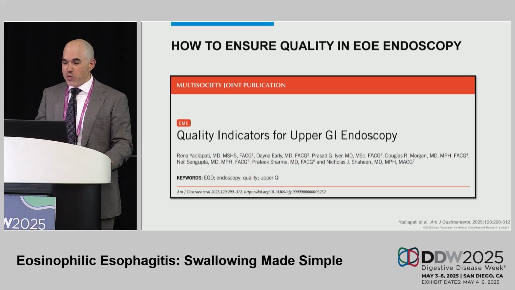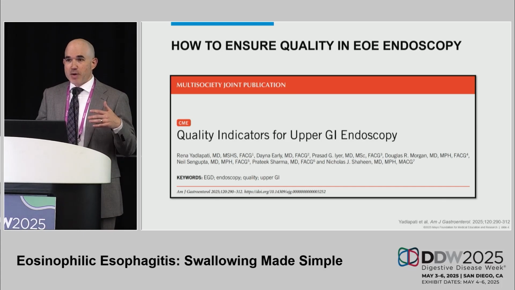So how do we make sure that we're performing the highest quality endoscopy and all the things that we need to do for our patients? And luckily, we have this excellent document that was just recently published this year and has very helpful indicators for the things we should be doing. So I'm going to go through each of them and talk about why we do them, what the rationale is.